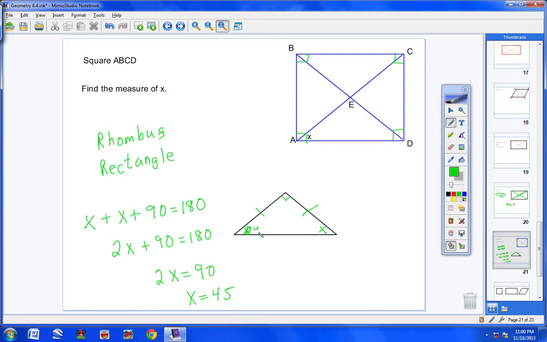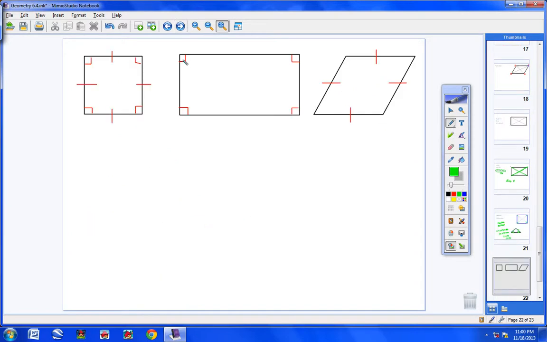So we know this angle is 45. And that makes sense because this angle here is also 45. So 45 plus 90 gives you 180. And the answer to x is 45. Tough problem. Now, I want you to quickly write these three figures in your notes, please.